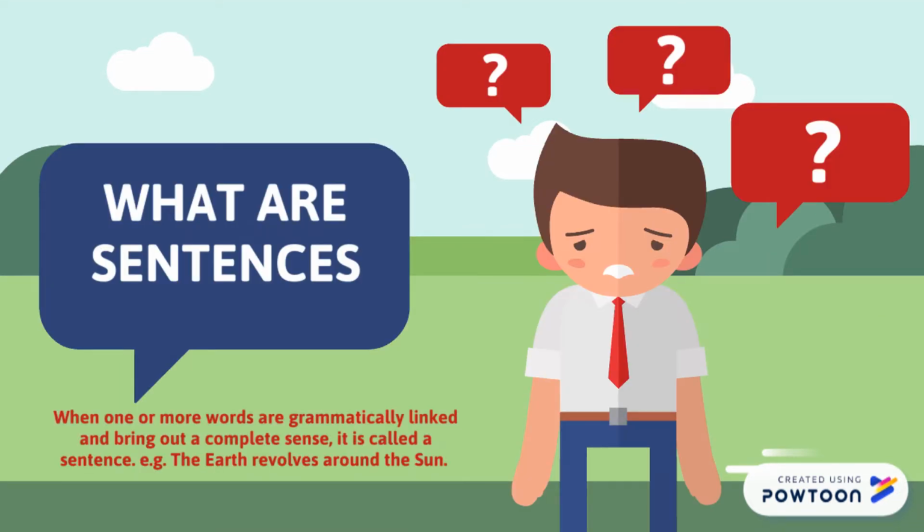Let's begin with the sentences. Now, what are sentences? A sentence is a combination of one or more words which are grammatically linked and it makes out a complete sense. I repeat this word: a sentence should make a complete sense. It is called a sentence. As you have seen in the example on your screen, the earth revolves around the sun. This sentence has a verb, a noun, and it's making sense. We are able to understand what the speaker is talking about.